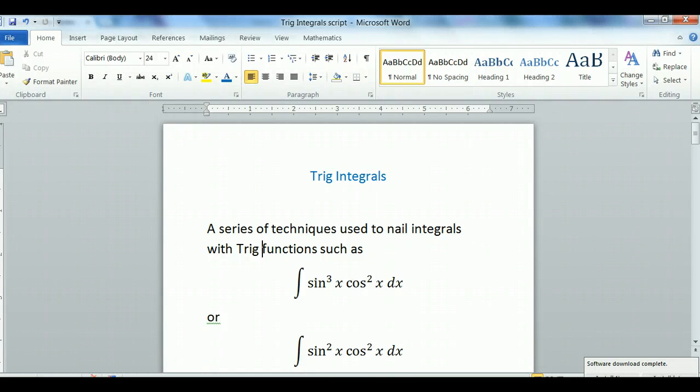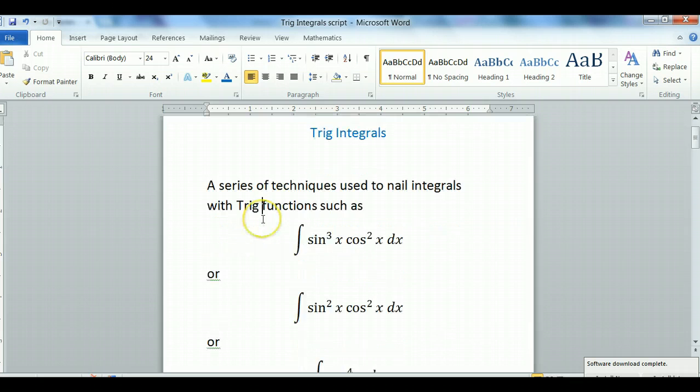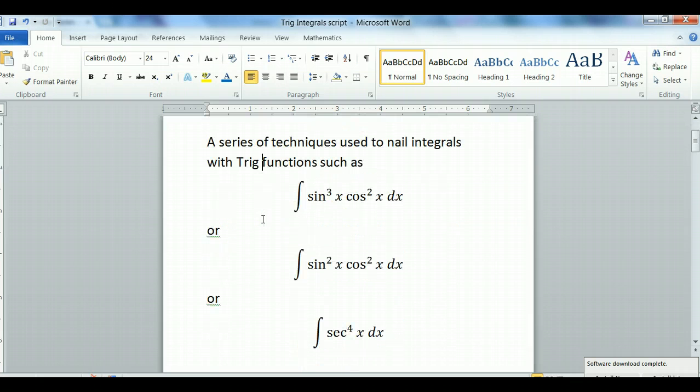So today I'm going to teach you a technique that can be used to nail certain integrals which have trigonometric functions in them. Now these are called trig integrals.